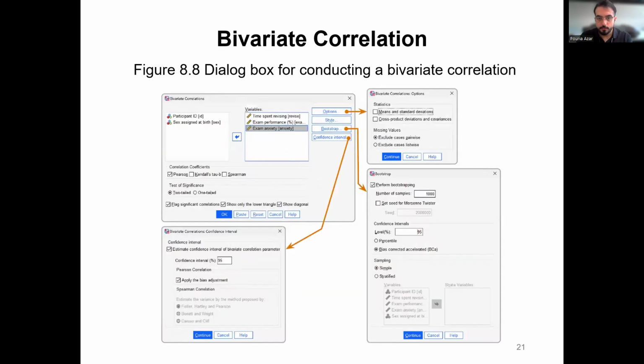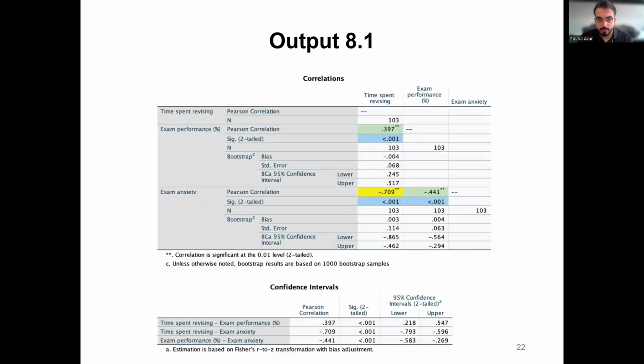So this is how we do bivariate correlation in SPSS, and I will show you this. This is the output we get from a correlation analysis in SPSS. As you can see, we have the variables listed here: time spent revising, exam performance, and exam anxiety, and we get the Pearson correlation and the p-value, which is significance two-tailed. That's our p-value.